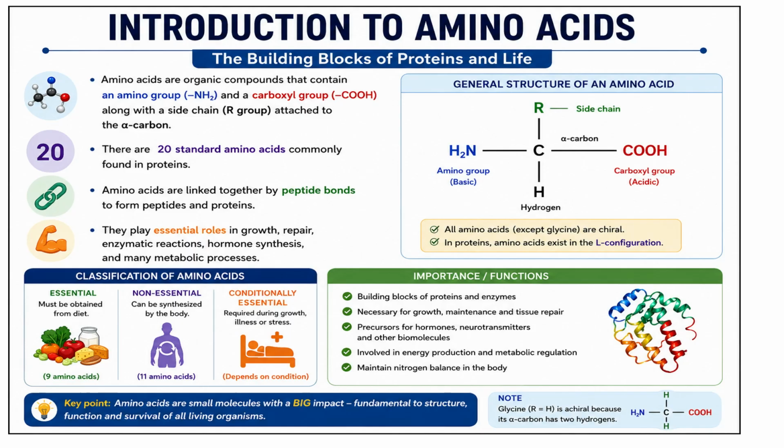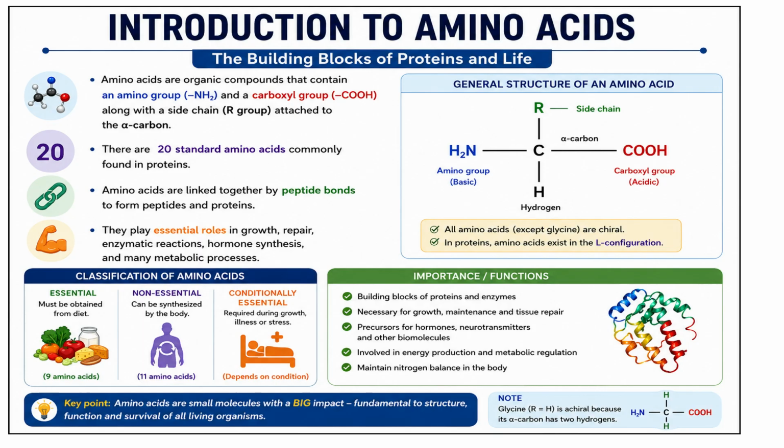Amino acids are organic compounds that serve as the building blocks of proteins. They are essential for life because proteins perform numerous functions, including structural support, catalysis, transport, signaling, and regulation. A typical amino acid contains an amino group, a carboxyl group, a hydrogen atom, and a variable side chain, known as the R group, attached to a central alpha carbon. The R group determines the unique chemical properties of each amino acid.